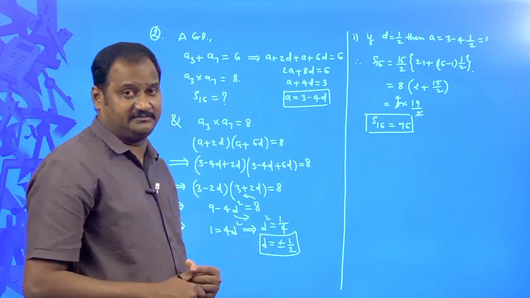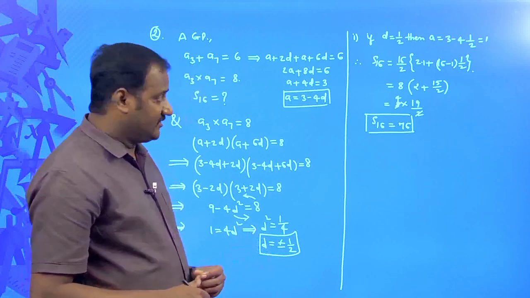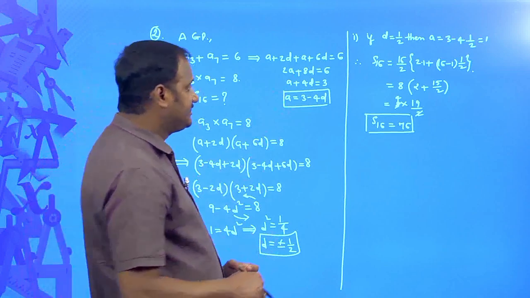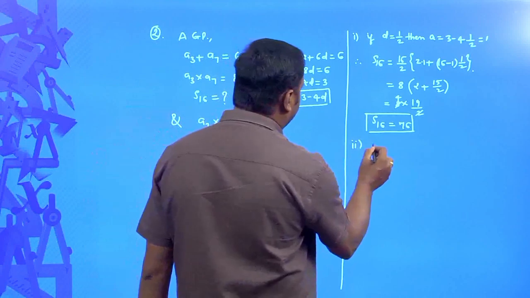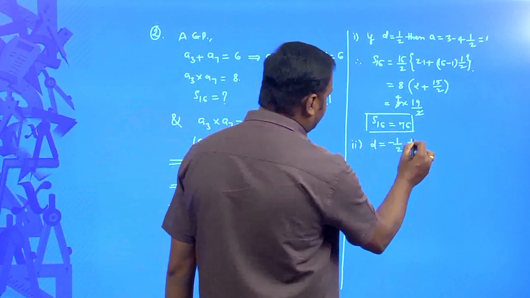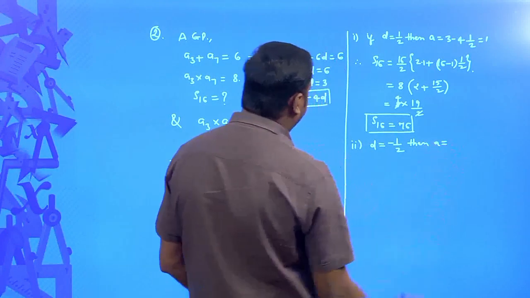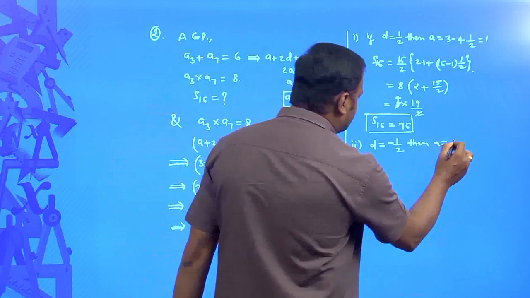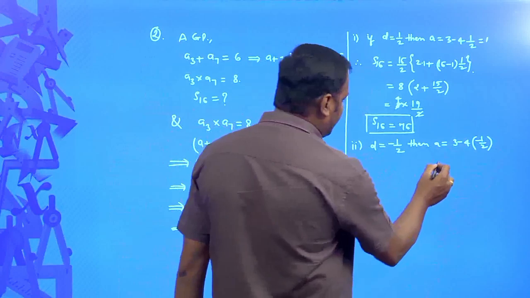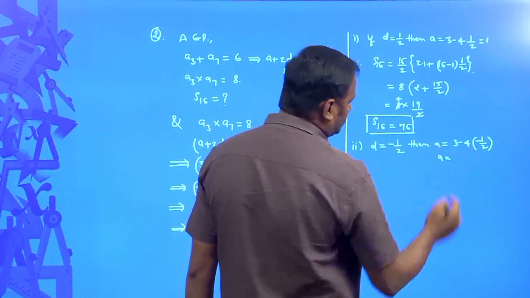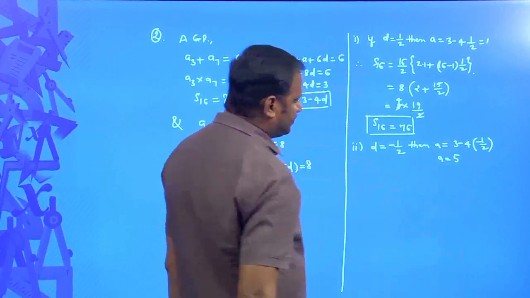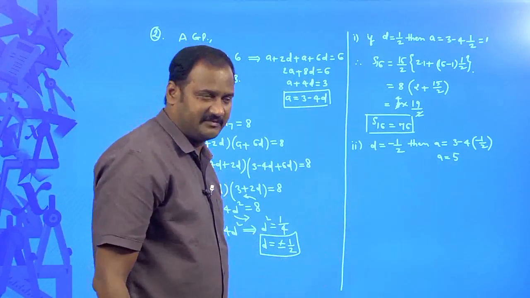But we have one more value of d there. We used d is equal to 1 by 2. Now, you have to use d is equal to negative 1 by 2. So, the second case is when d is equal to negative 1 by 2. If d is equal to negative 1 by 2, then what about the value of a? Substitute here 3 minus 4d. So, 3 minus 4 into d, which is negative 1 by 2. So, the value of a is, 2 2s are 4, so this is minus 2 into minus is equal to plus 2, 3 plus 2 is equal to 5. So, a is equal to 5, d is equal to minus 1 by 2.